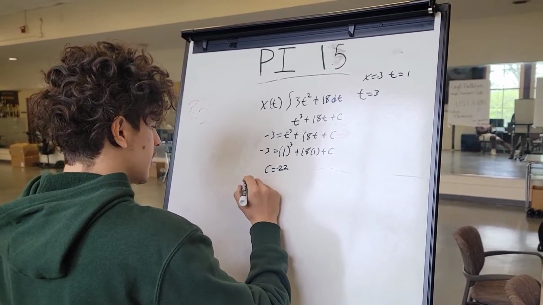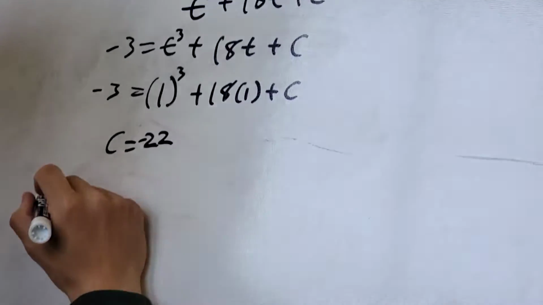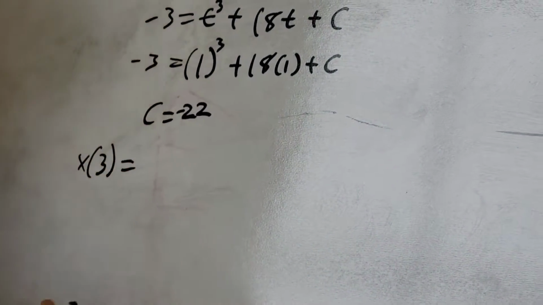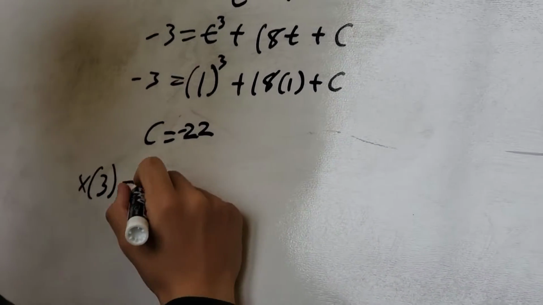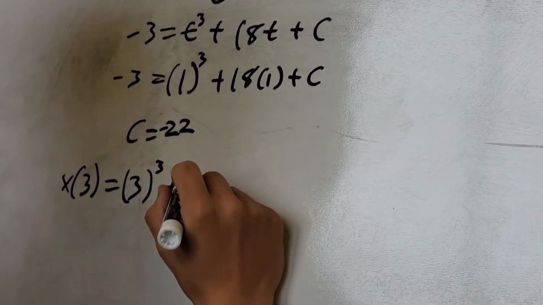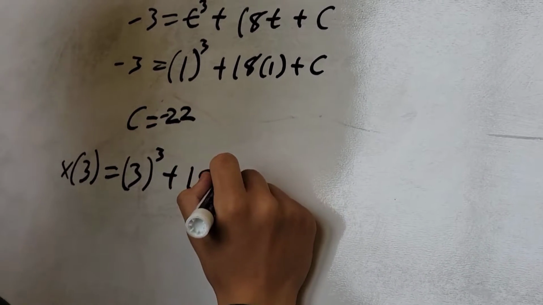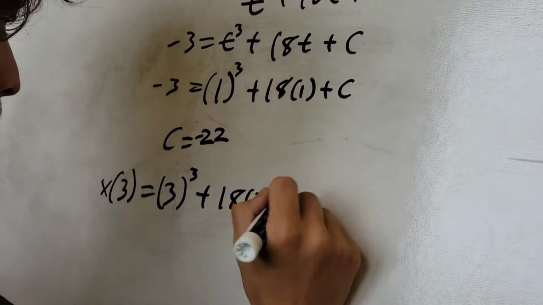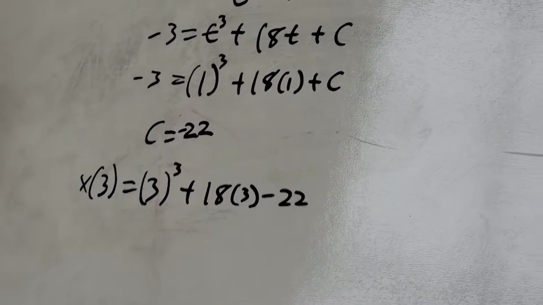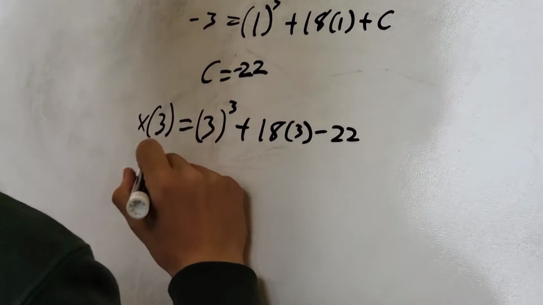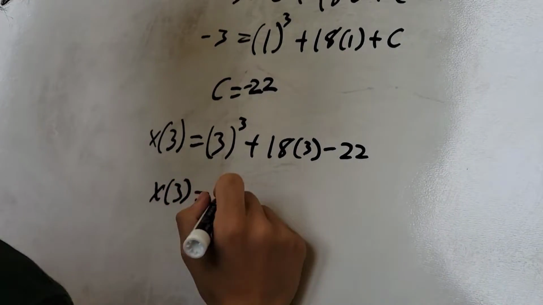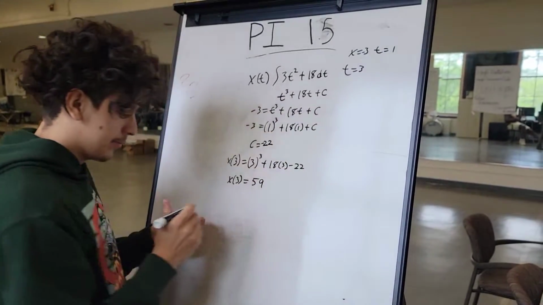So we will plug this in: x of 3 is equal to 3 cubed plus 18 times 3 minus 22. After doing all of that, you will get an answer of x of 3 is equal to 59.